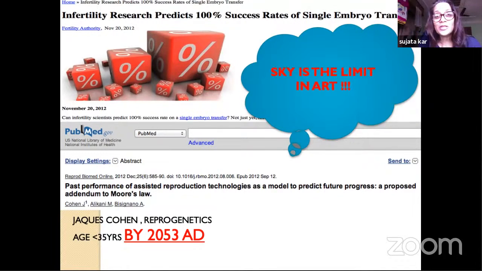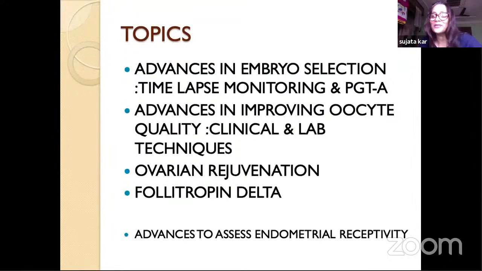But like she said, this was the paper that showed us that sky is the limit in ART, which means a time might come. This paper by Jacques Cohen from Reprogenetics, published in Reproductive Biomedicine Online, showed that if we go by the advances in ART in the last 35-40 years, it is possible that by 2053, in women less than 35 years, with a single embryo transfer of euploid embryo, we might have 100% success rate. So it is actually an algorithm which some people have calculated and shown.